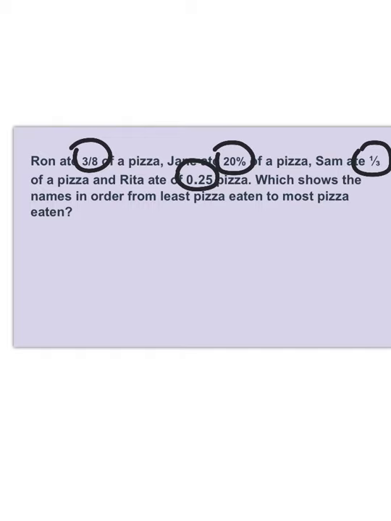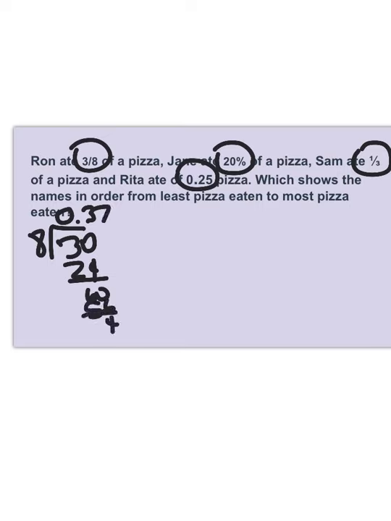So I have different representations again. I'm going to change 3/8 into a decimal, so that is 3 divided by 8, and I'm going to put a 0, a decimal, add a 0. 8 into 30 is 3, that's 24, subtract 6, that's 7, that's 56, that's 4, add another 0, that's 5. So I have 0.375. So I'm going to go ahead and put this over here. This is Ron. Ron has 0.375.